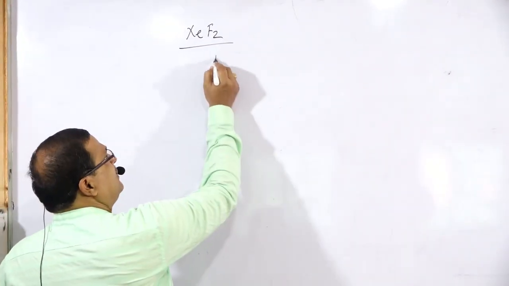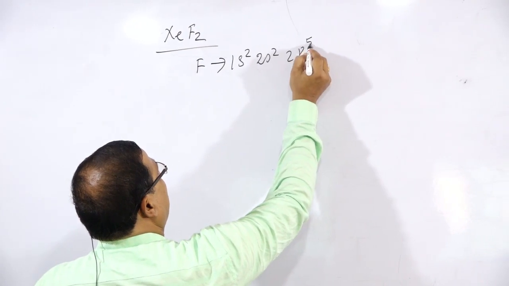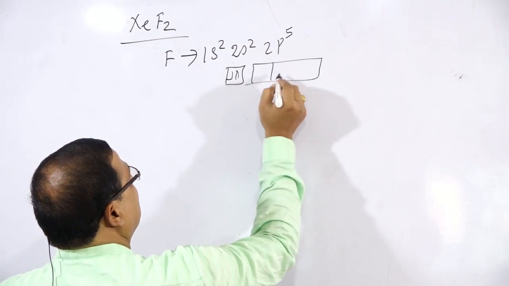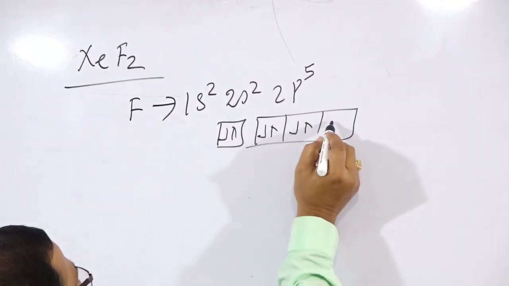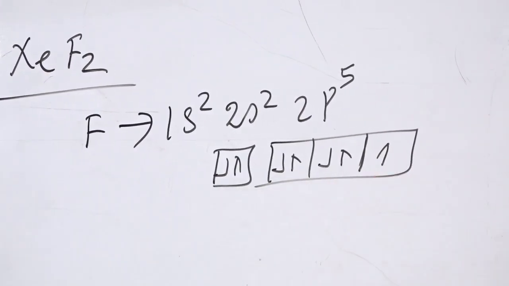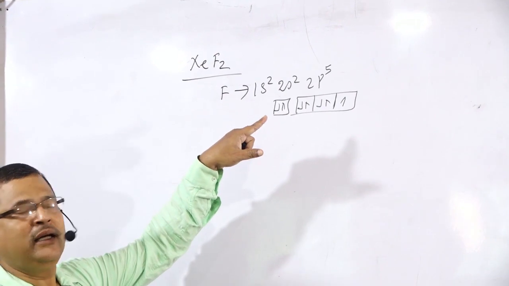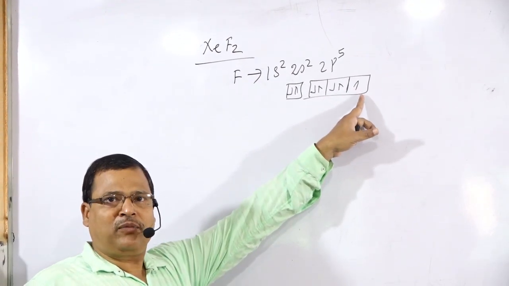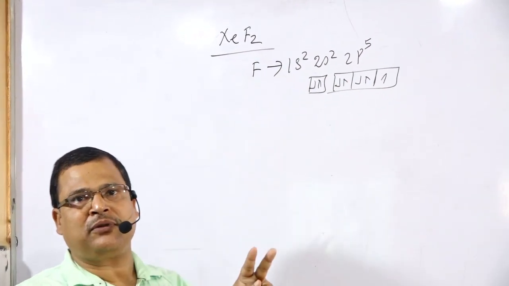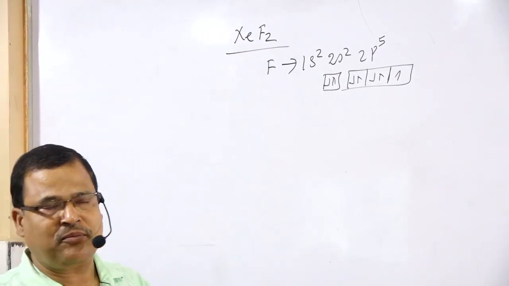So the fluorine atom has the electronic configuration 1s2, 2s2, 2p5. 2s2 contains a paired electron, 2p5 contains 2 pairs and 1 unpaired electron. So this unpaired electron is responsible for bond formation with the central atom, xenon, by mutual sharing. One fluorine atom has the ability to form one bond, two fluorine atoms have the ability to form two bonds. So the xenon atom must have two unpaired electrons for the formation of two bonds.